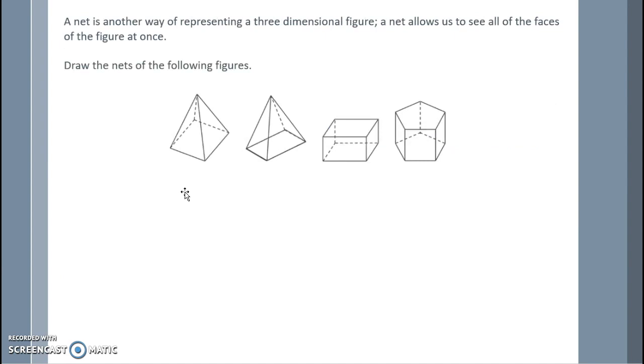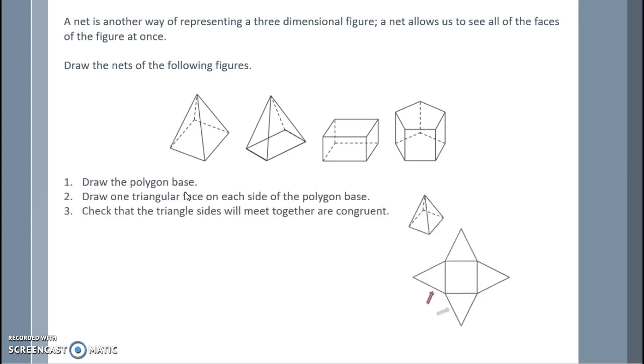A net is another way of representing a three-dimensional figure. A net allows us to see all of the faces of the figure at once. Let's learn to draw the nets of the following figures. So we'll start with the pyramid here, the square pyramid. So we're going to first draw the polygon base, which is a square. And then you're going to draw one triangular face on each side of the polygon base. And you want to check these sides here to make sure that they are congruent. So when we fold them up to create the pyramid top, they are able to connect with one another.